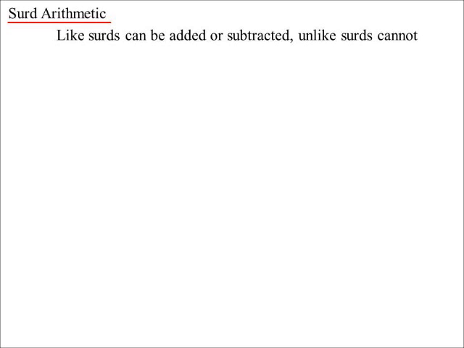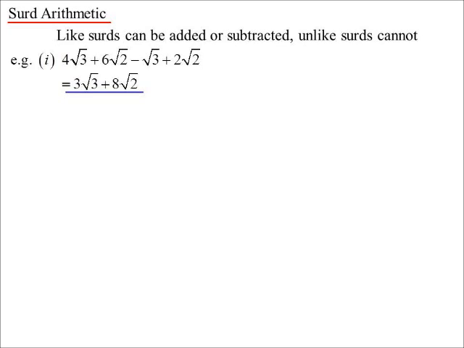So I get something like this, 4 root 3 plus 6 root 2 minus root 3 plus 2 root 2. Look, I don't know what the square root of 3 is, but I do know that if I have 4 of them and I take away one of them, then I've got 3 of them. Still don't know what they are, but I know I've got 3 of them. So just like algebra, we can simplify that. 3 root 3 plus 8 root 2.